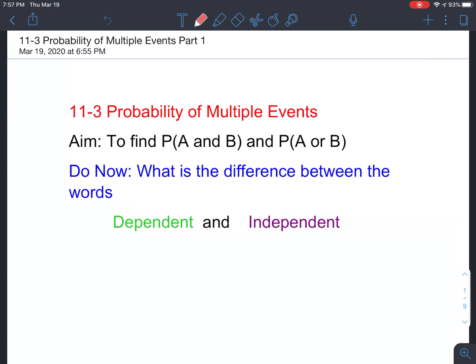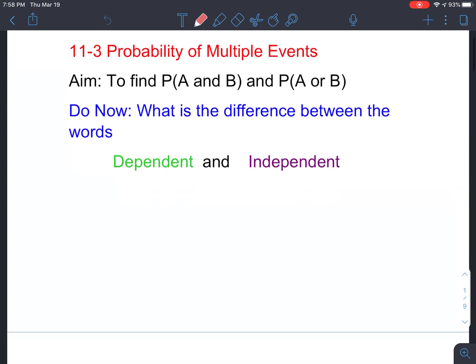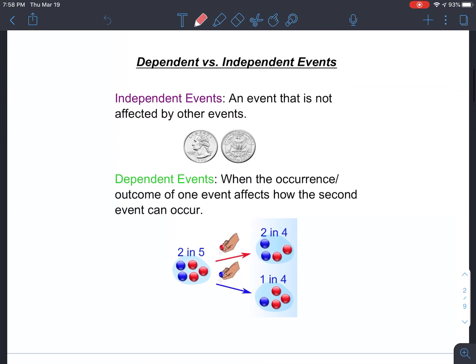So to start us off, let's think about what the difference between the two words dependent and independent are, right? To be independent means to be completely self-sufficient, to not need anybody else, to be not reliant on something else. Whereas dependent means that you are relying on something else. You are affected by other things outside of yourself. So the same concepts are going to apply to those words when we're looking at them as probabilities. So we're going to be looking at dependent versus independent events.